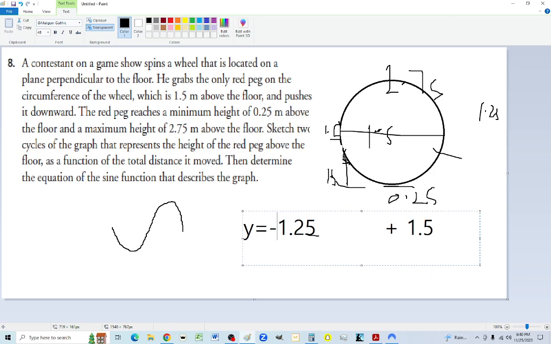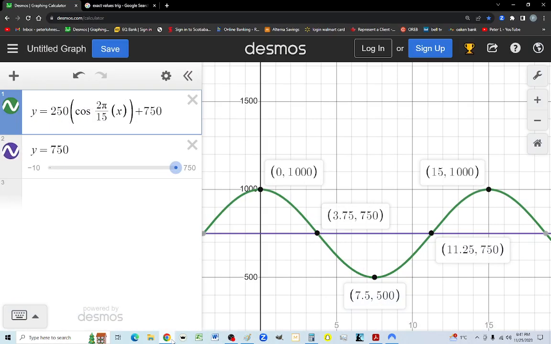So this represents the height of the red peg above the floor as a function of the total distance it moved. I imagine it's the distance from the floor, up and down. Now notice that they do not give us any reference of time, like it takes 10 seconds or anything like that. So really, we're just talking about sine x. We're just saying it's going to travel that distance above the floor over and over again. So let's see if that comes close to describing it.